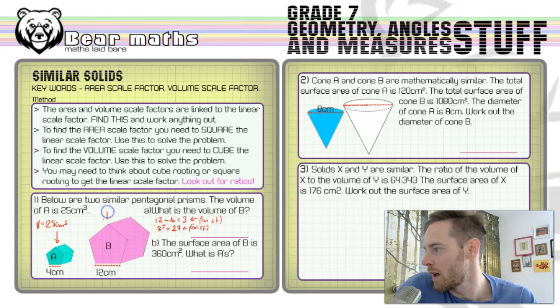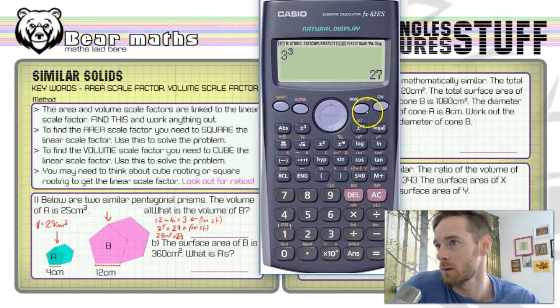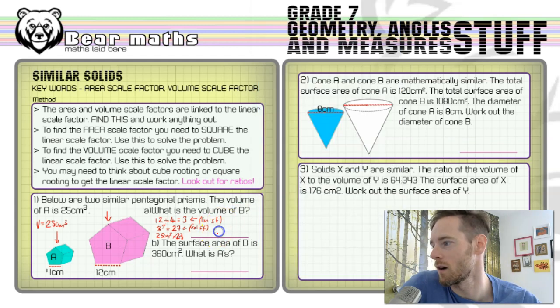So the volume of that is 25 multiplied by 27. 25 centimeters cubed multiplied by 27. Okay, that's our scale factor that we found for volume. So we get that 27 and we multiply it by the volume of the smaller one, 675. So 675 centimeters cubed is the volume of B.